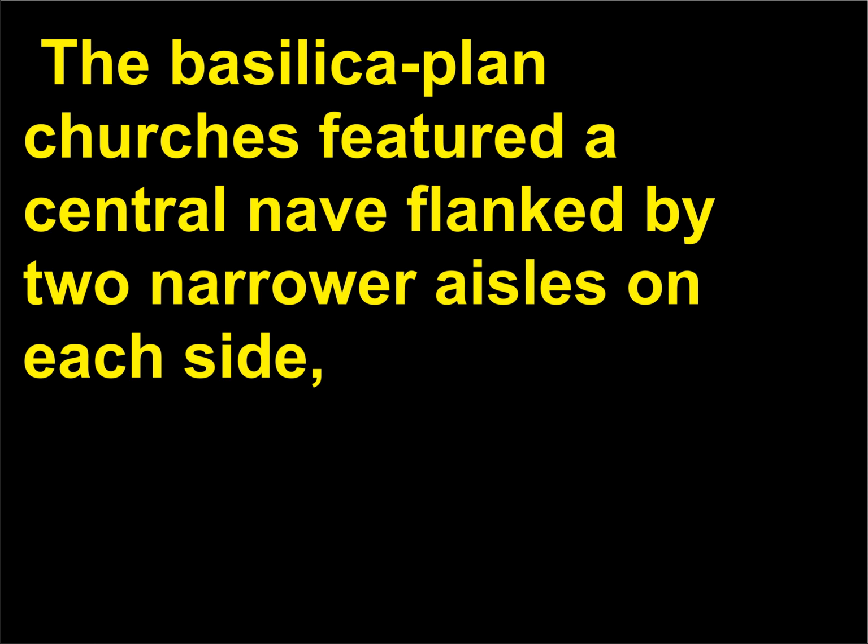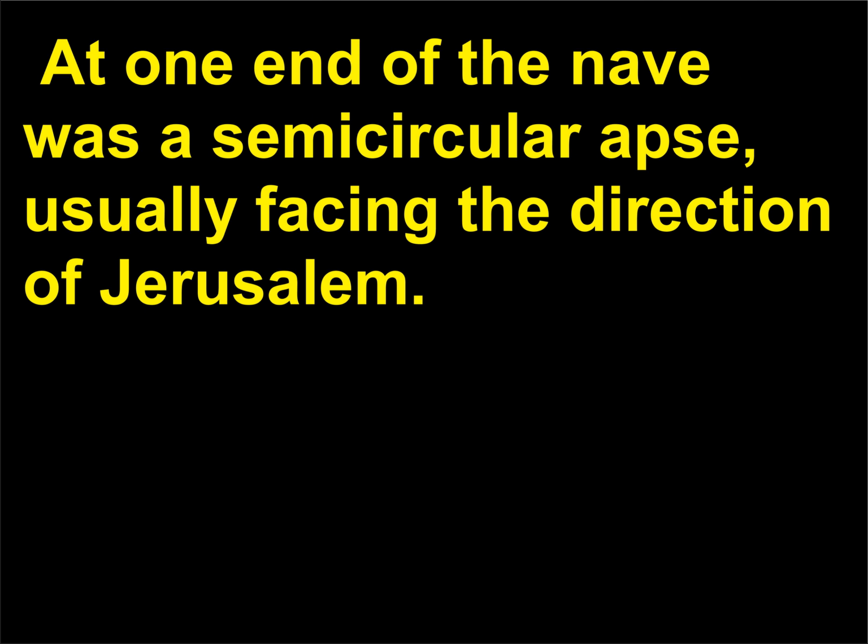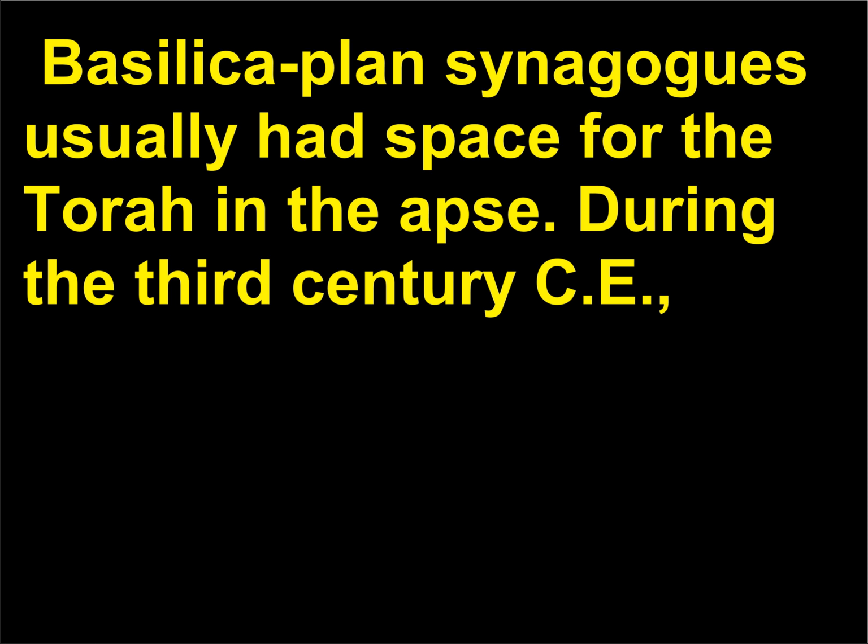The basilica plan churches featured a central nave flanked by two narrower aisles on each side, separated by rows of columns. At one end of the nave was a semicircular apse, usually facing the direction of Jerusalem. Basilica plan synagogues usually had space for the Torah in the apse.